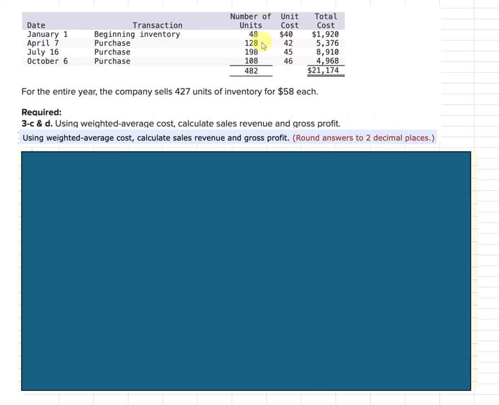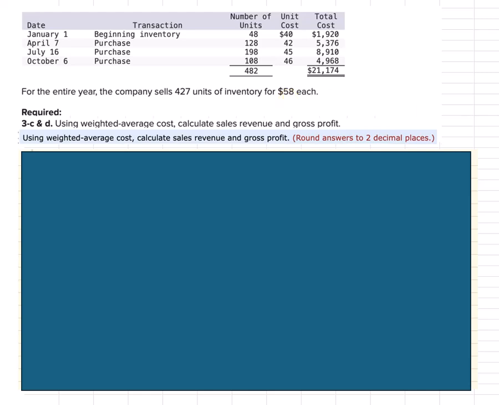Okay, and when we multiply the units times the unit cost, we can come up with the total cost. So what we see is total inventory available was 482 units, $21,174 was the total cost. Now they tell us that the company sells 427 units. Okay, so we had 482 available, they sold 427. The selling price was $58.